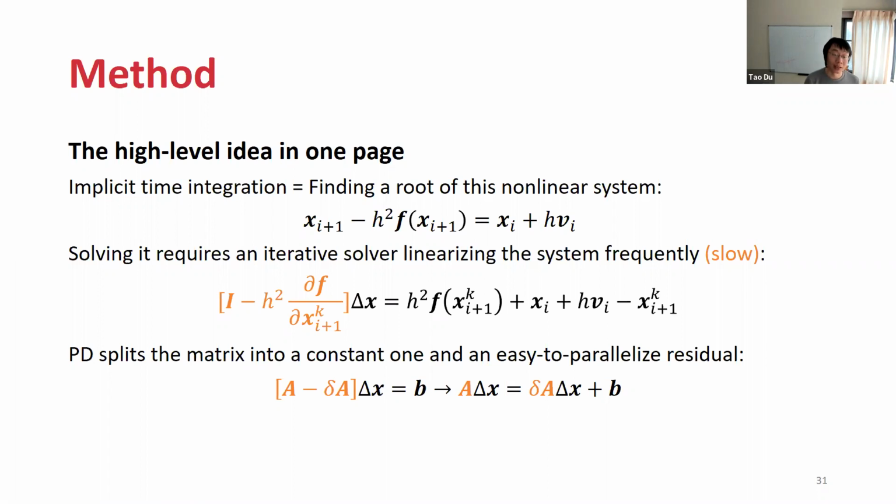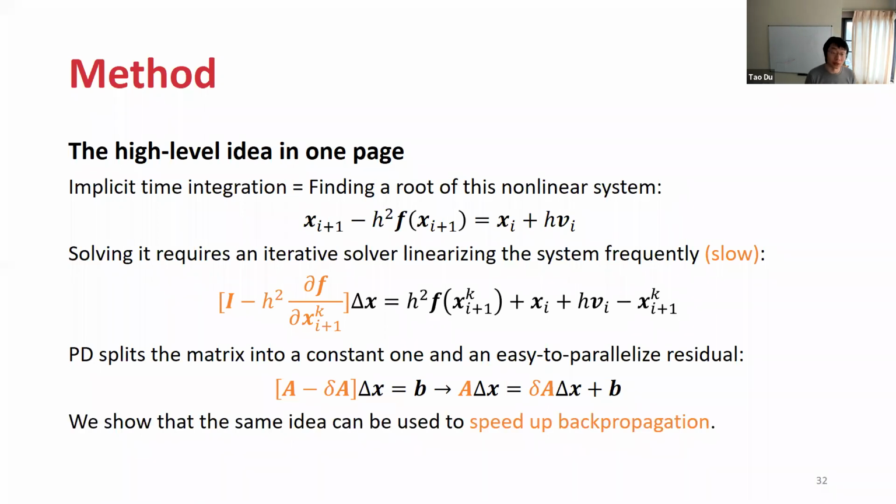And once we have this split scheme, people propose to prefactorize the constant part and parallelize the residual part. And with certain assumptions on the material properties of the soft robots, people are able to observe at least a 10 times speed up from this projective dynamics trick, at least for forward simulation. So we have shown in the paper that the same idea that can be used to speed up forward simulation can also be used to speed up back propagation.